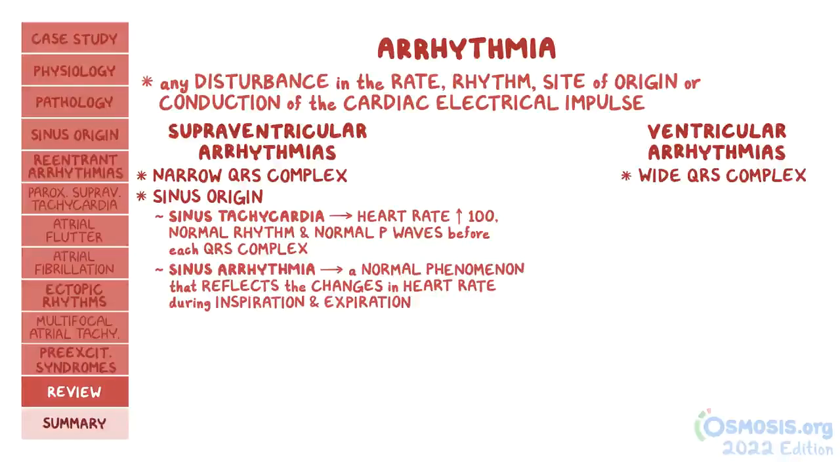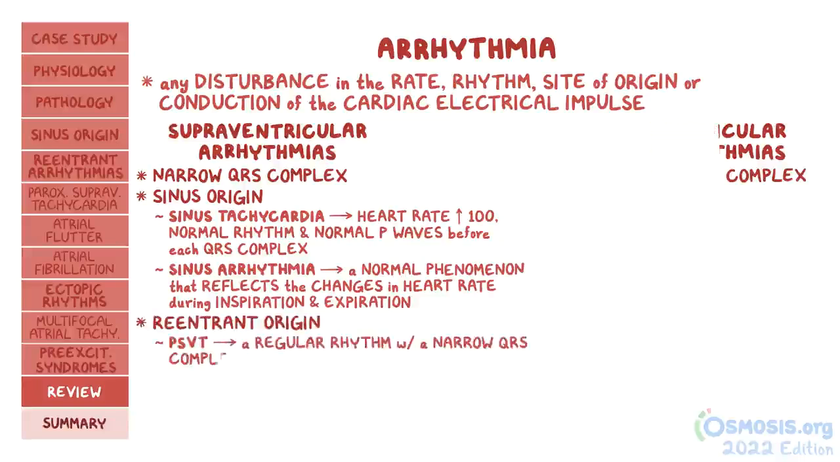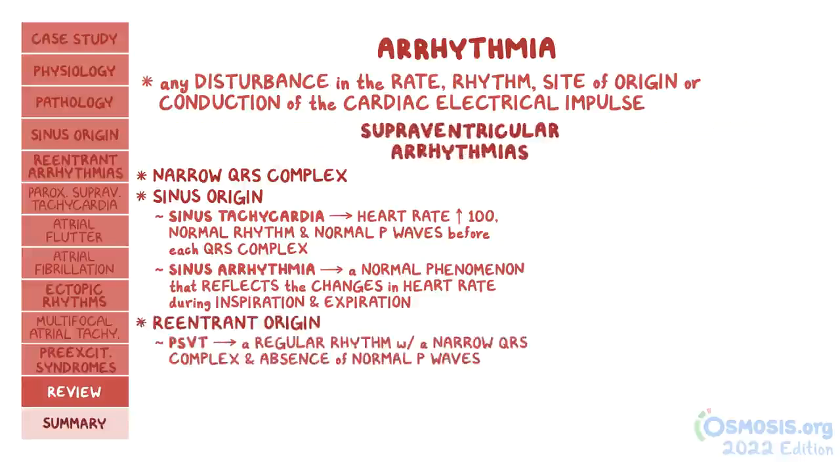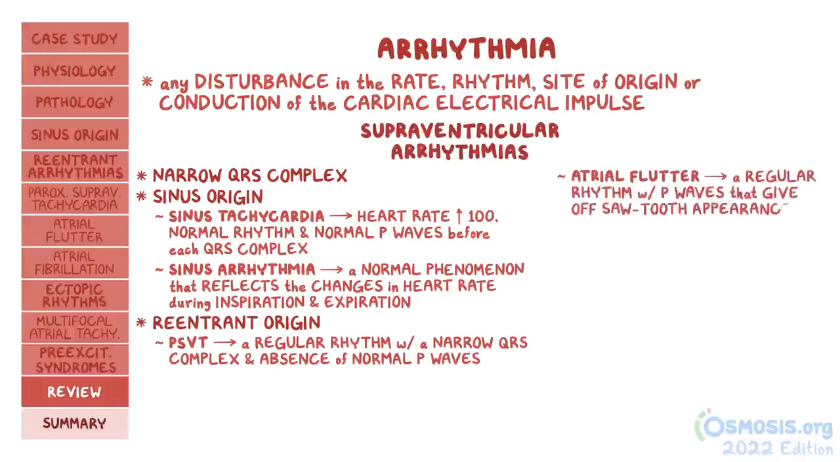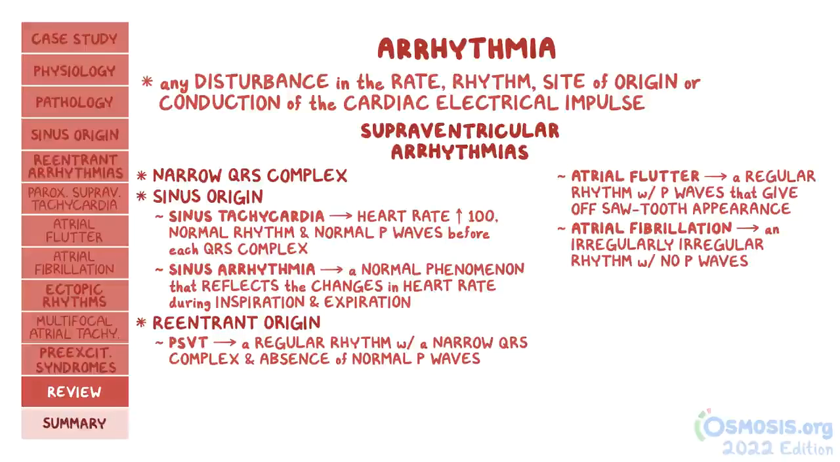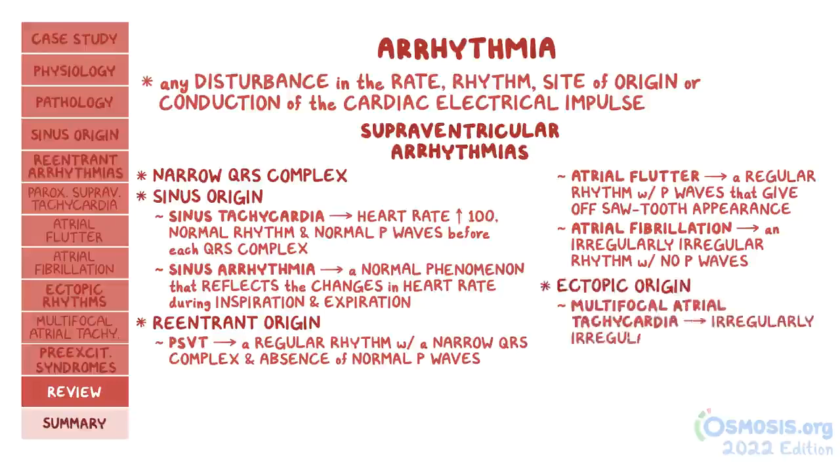Supraventricular arrhythmias can also have a reentrant origin. This includes PSVT, a regular rhythm with a narrow QRS complex and an absence of normal P waves, atrial flutter, a regular rhythm with P waves that give off a sawtooth appearance, and atrial fibrillation, an irregular rhythm with no P waves. Finally, supraventricular arrhythmias can have an ectopic origin like multifocal atrial tachycardia, which is an irregular rhythm with present P waves.